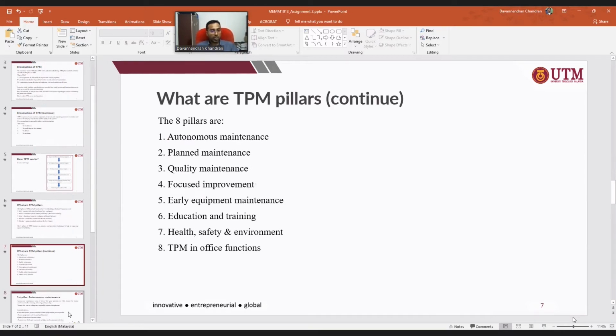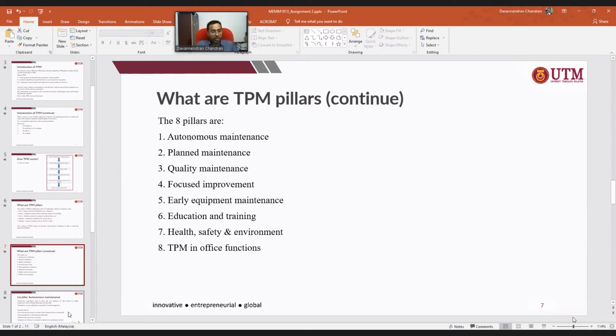What are the TPM pillars? There are 8 TPM pillars as I've highlighted earlier. The first one is autonomous maintenance. The second pillar is planned maintenance. The third pillar is quality maintenance. The fourth pillar is focused improvement. The fifth pillar is early equipment maintenance. The sixth pillar is education and training. The seventh pillar is health, safety, and environment. And finally, the eighth pillar is TPM in office function.